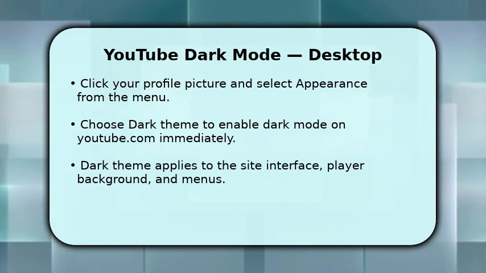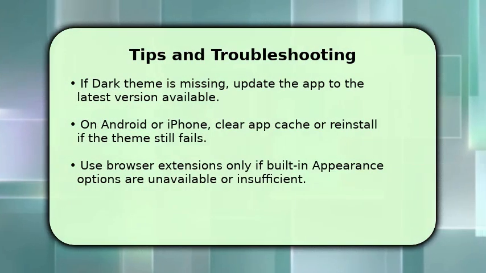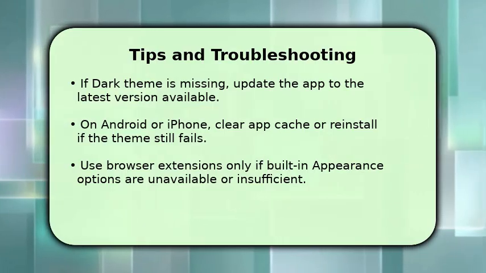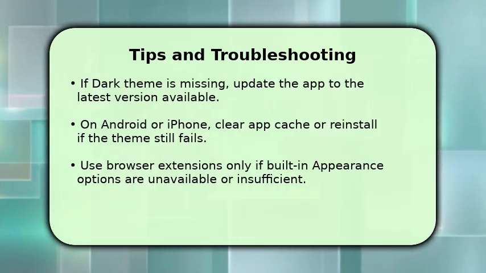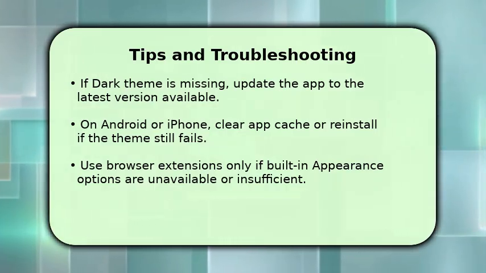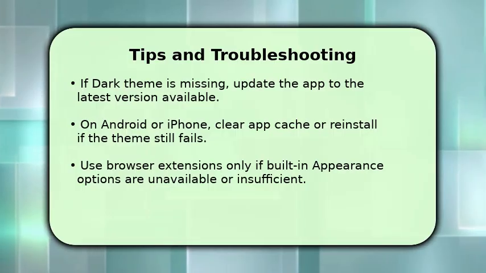If dark theme is missing on mobile, first update the app to the latest version available. If updating fails, clear the app cache on Android or offload the app on iPhone and try again. Reinstall the YouTube app if the theme still fails to appear after cache clearing.